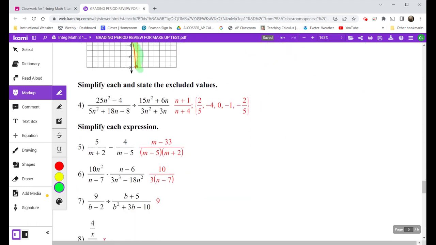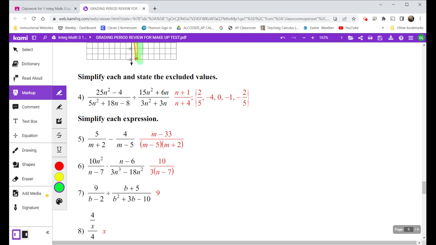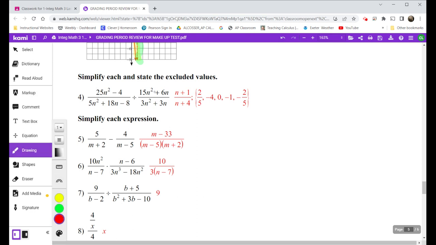All right. So number 4. So this one here, we're going to have to factor. We have this piece right here, which is a divide. So we have to flip this over and multiply. So first thing you got to do is factor this top one. So this top one up here is going to be 5n minus 4, and this is going to be 5n plus 4. Right there.